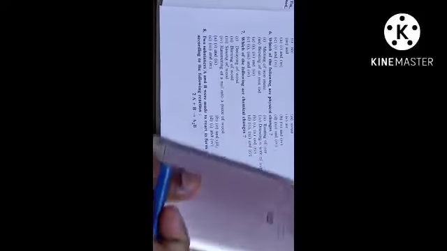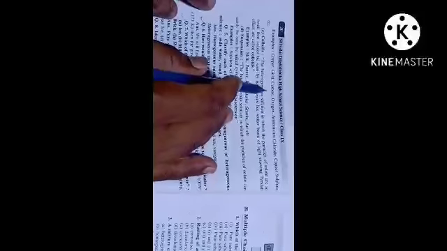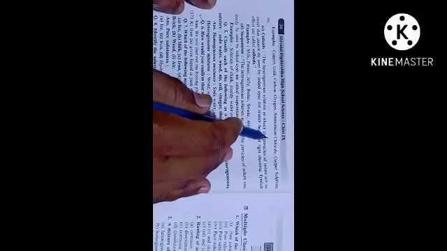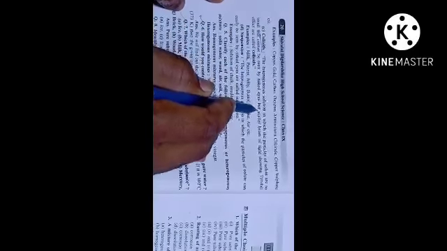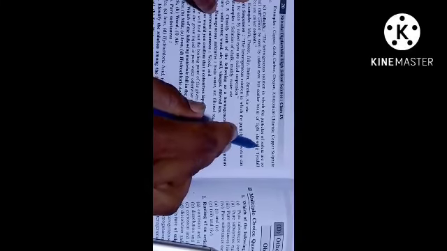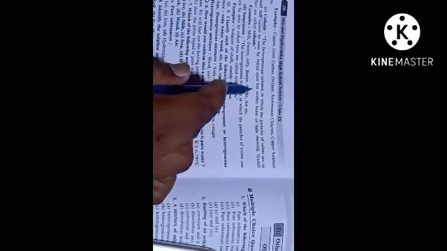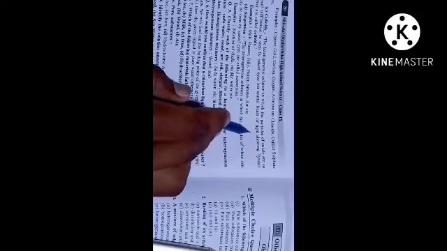Okay, and we can see the next one. Examples: copper, gold, carbon, oxygen, ammonium chloride, copper sulfate. And colloids: a heterogeneous solution in which the particles of solute are so small that they cannot be seen by the naked eye but scatter a beam of light, showing the Tyndall effect, are called colloids.